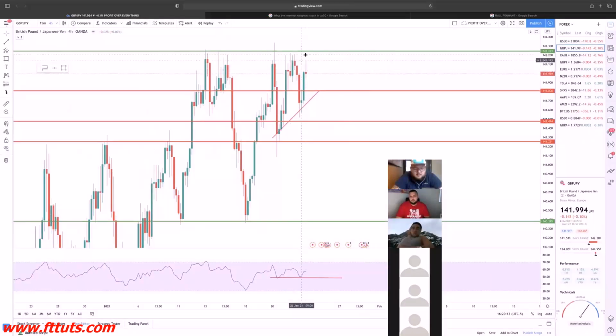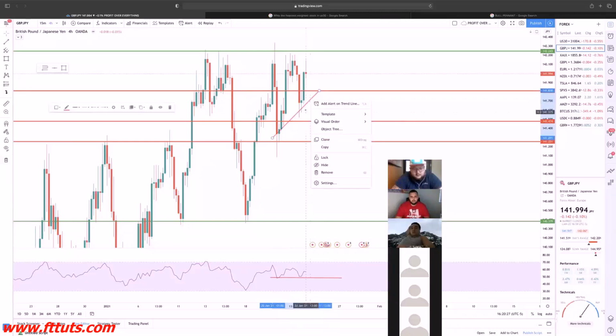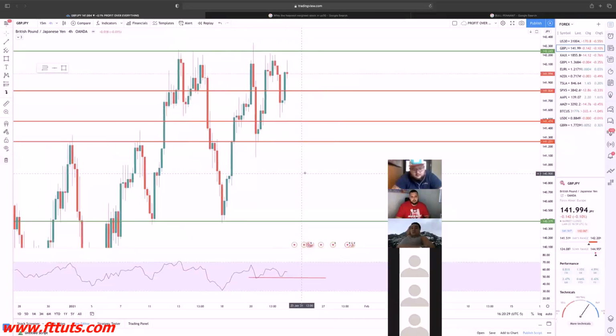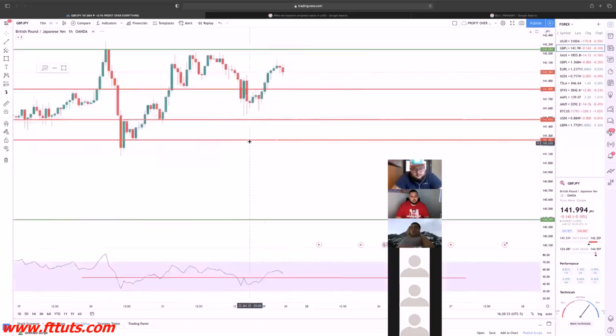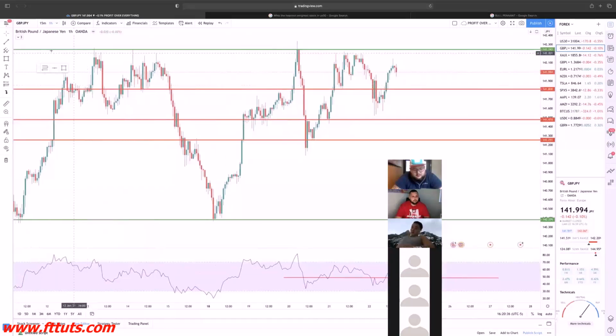My take on GBP JPY is it rejected that resistance a lot of times. I think it's gonna drop and breathe a little bit. If not, it could follow this double bottom and go all the way to the top. But let's see. Right now, let me go to the 1 hour. We could probably do a line runner.